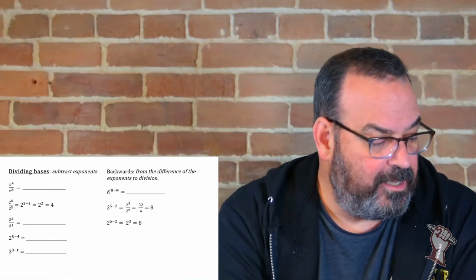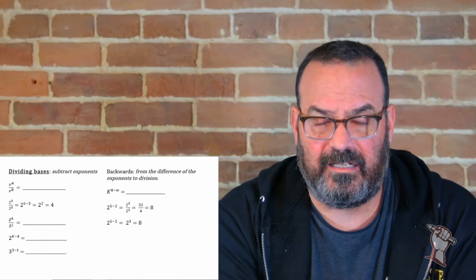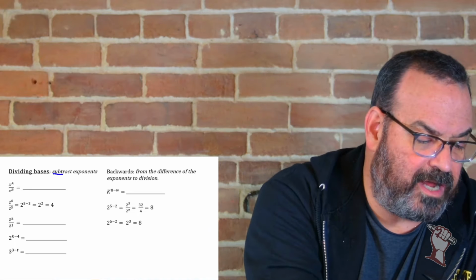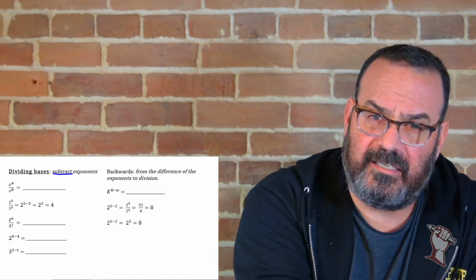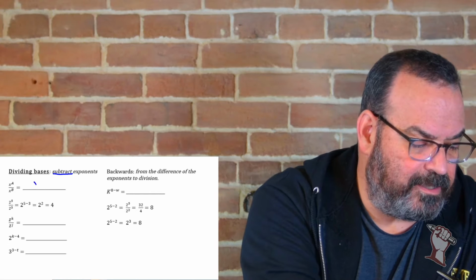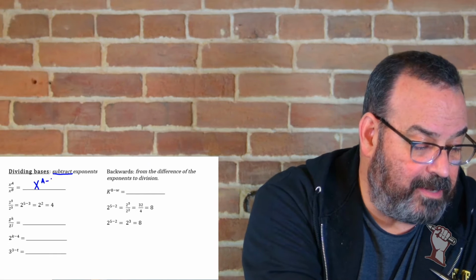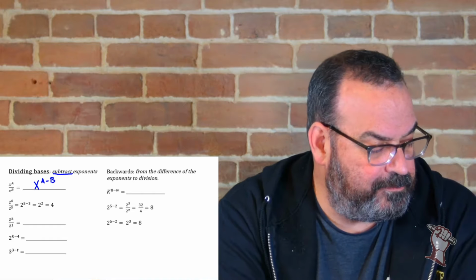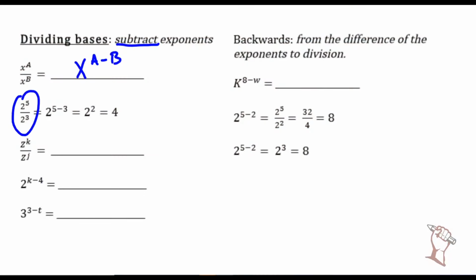Now division. When we divide numbers of the same base, we subtract the exponents. So x to the a divided by x to the b is x to the a minus b. So let's take a look at our other problem. 2 to the 5 divided by 2 cubed. We subtract 5 minus 3, we get 2, and that's 2 squared, which is 4. z to the k divided by z to the j is z to the k minus j.